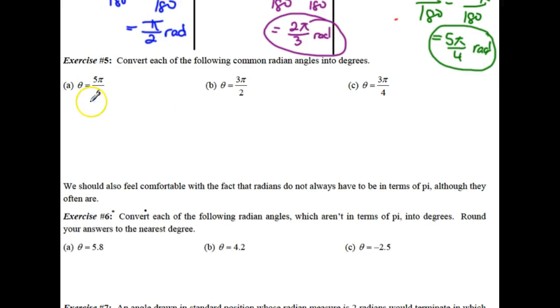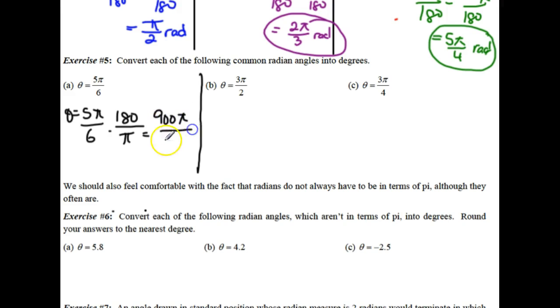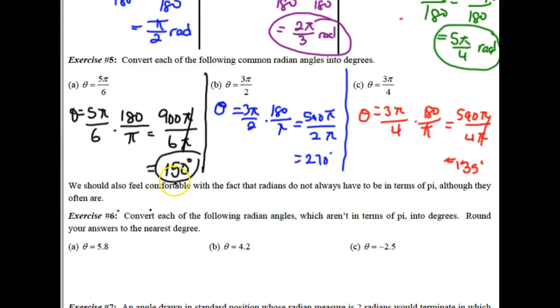Here, let's see, theta is equal to 5 pi over 6 times 180 over pi. So here we're going to have 900 pi over 6 pi. The pi's cancel out. 900 divided by 6 is 150. Remember, you have to put the degree sign because now I'm working with degrees. Go ahead and try B and C on your own. So B, you should have gotten 270 degrees, and C should be 135.